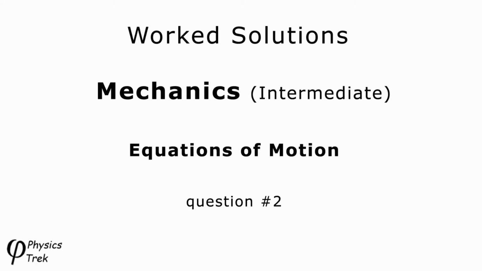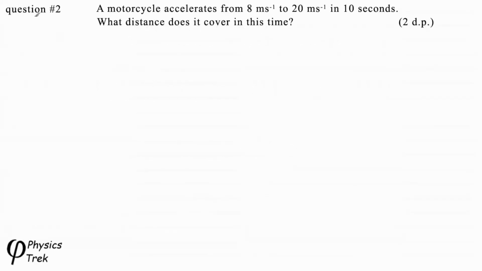So here is our question. Question 2. A motorcycle accelerates from 8 meters per second to 20 meters per second in 10 seconds. What distance does it cover in this time? Answer to 2 decimal places.